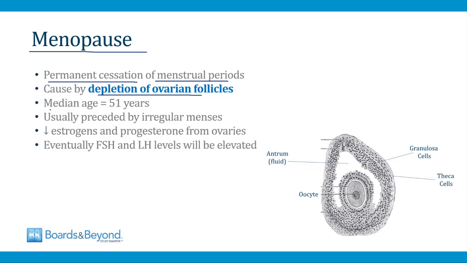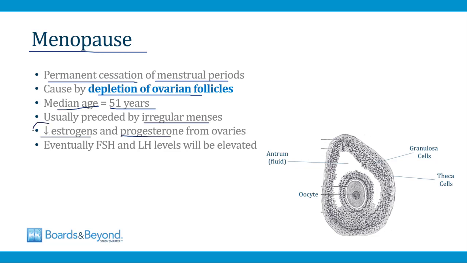The median age of onset for menopause is 51 years, and you should know that menopause is usually preceded by irregular menses. For many months or years before women undergo menopause, they often have irregular menstrual periods.